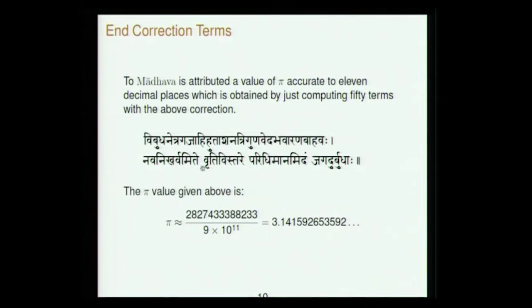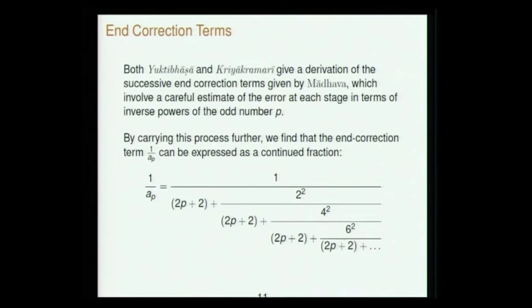So vibhudha netra gaja ahi hutashana triguna veda bha varana bahavaha, that is this number 28274333882333. So this value of pi, accurate up to 11 decimal places, was given by Madhava.